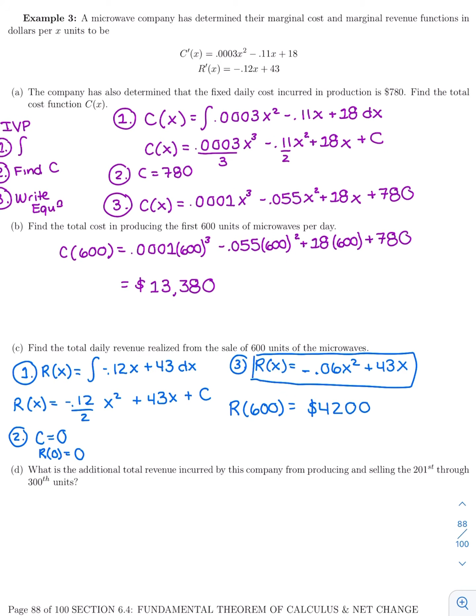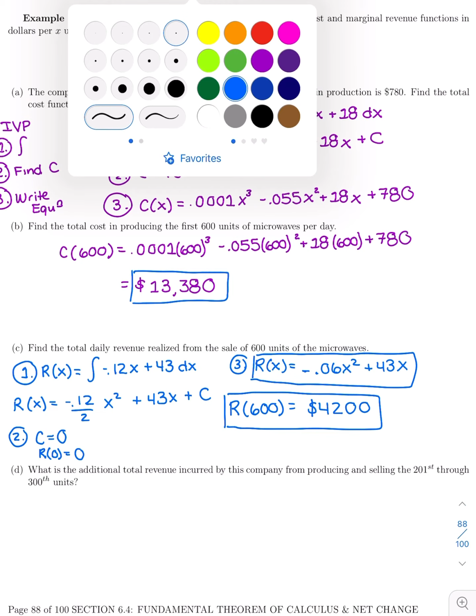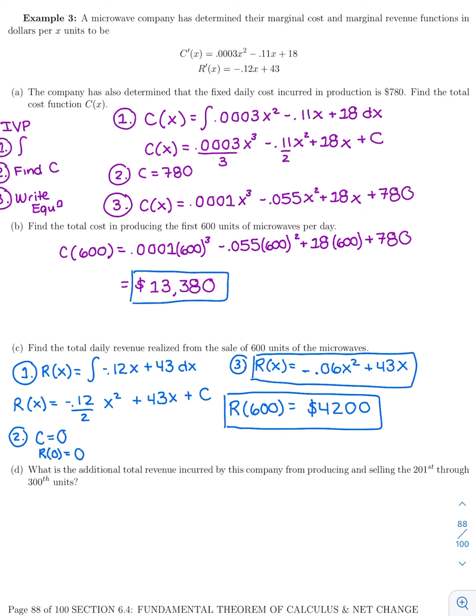Ooh, this is not a good deal for them. We just said in part B that the cost of making 600 microwaves is $13,380, and then the revenue that they're expected to get is $4,200. This is definitely not an ideal level of production for them. It's costing way more than it's going to be worth in revenue, so their profit would be negative for that one. We don't want to advise that.